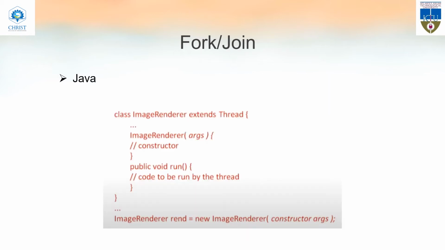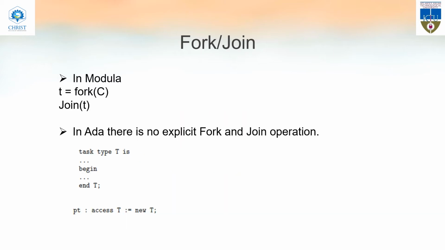Okay, so this is how fork and join is used in Java. You will be using extends Thread. I hope you know about fork and join in Java. You have already done a lab using fork and join. In Modula, to create a thread, you will be writing T equal to fork of C. You will be explicitly defining it, fork of C, and also you will be using join for the join purpose, join of T.